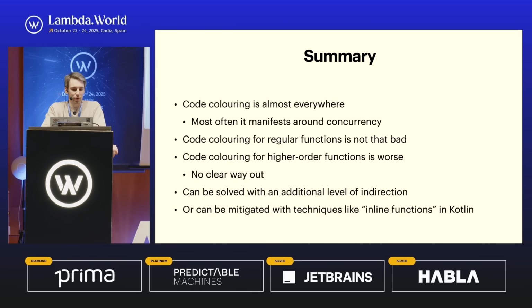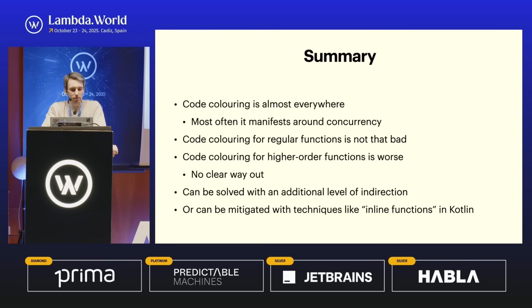But code coloring for higher-order functions is much, much worse because there is no clear way out. When you run into such a problem, be sure that you know how to deal with it. Do not use try-catch and swallow all the exceptions, or turn your piece of code into a synchronous one. Think in advance, maybe use some sort of linter in this case.